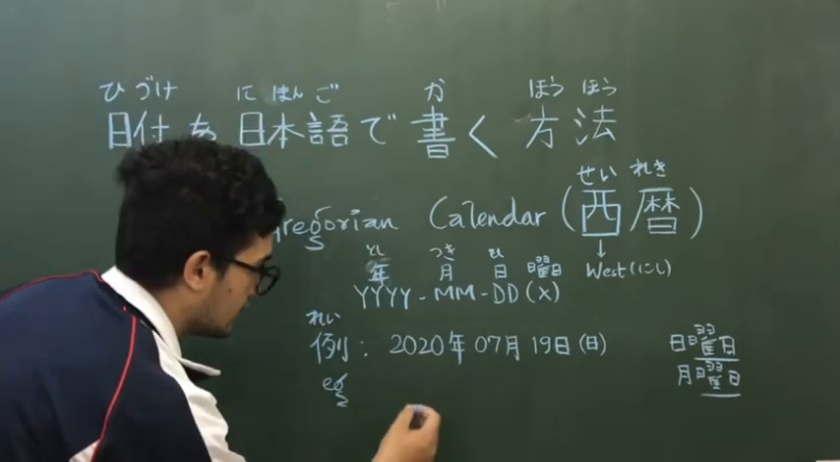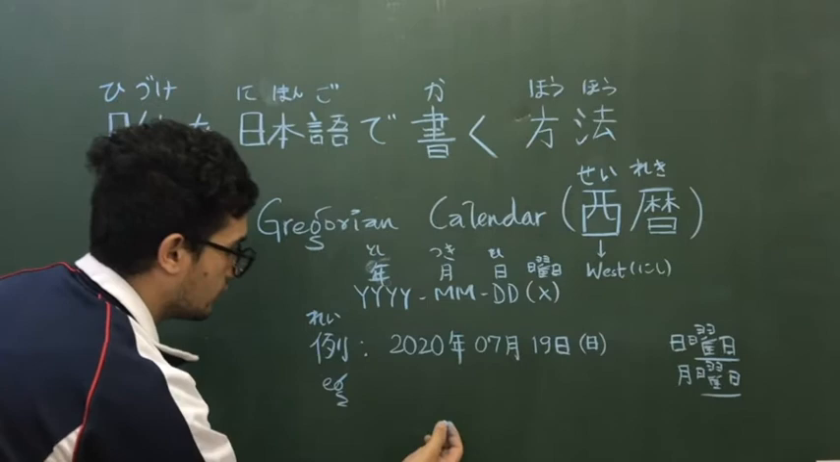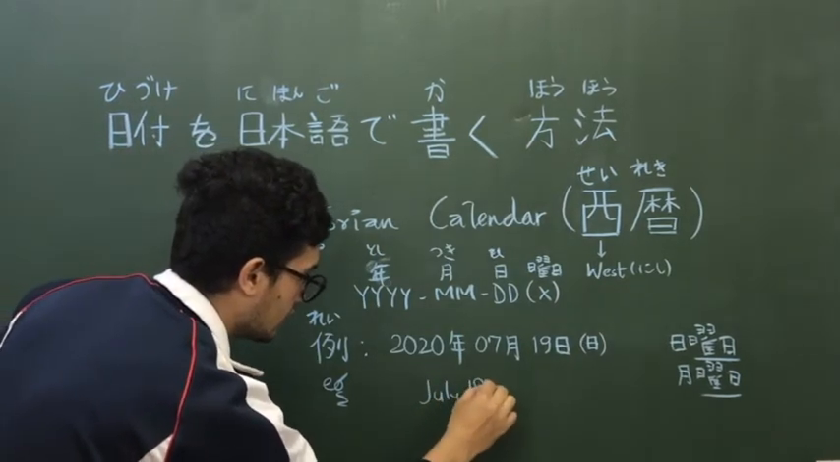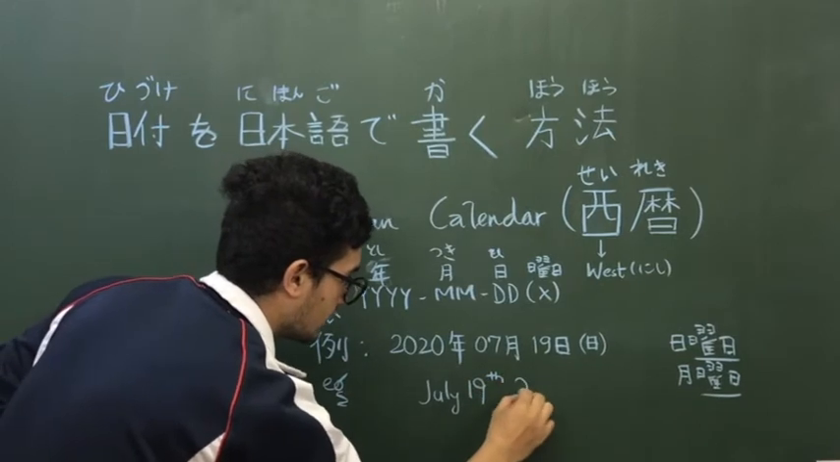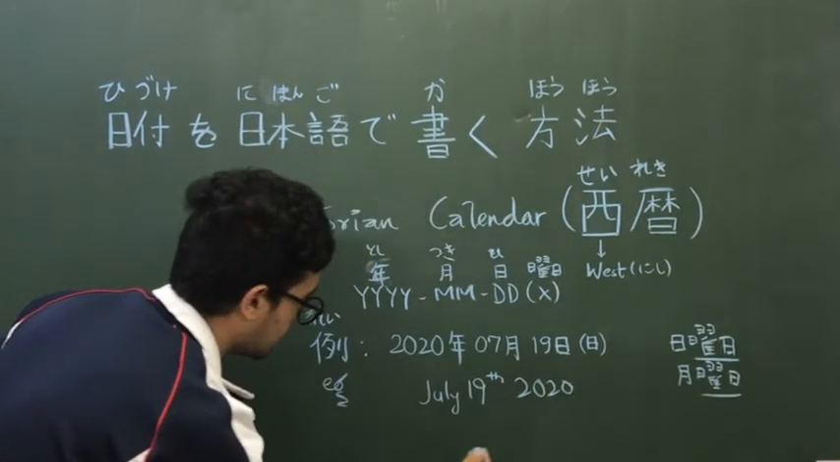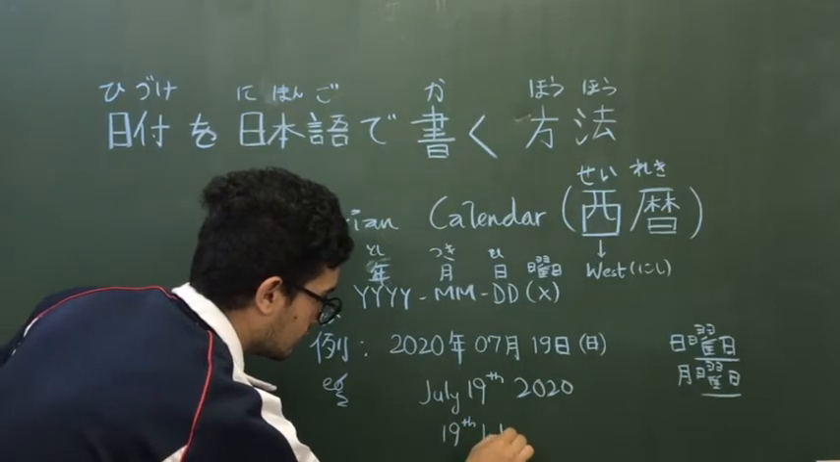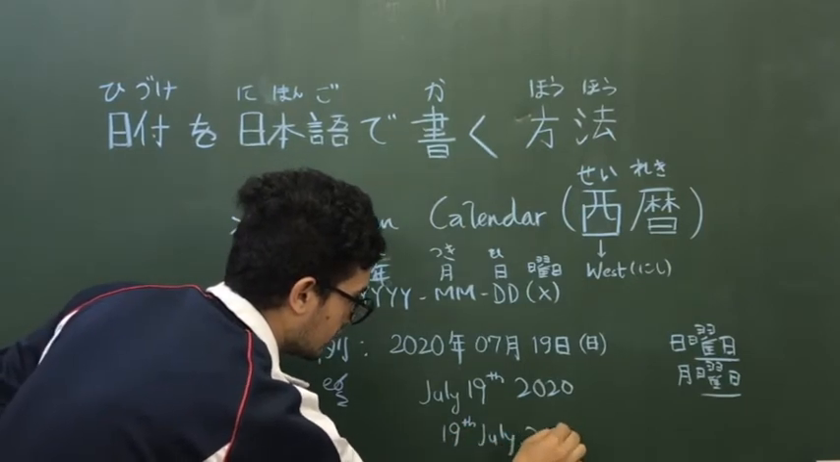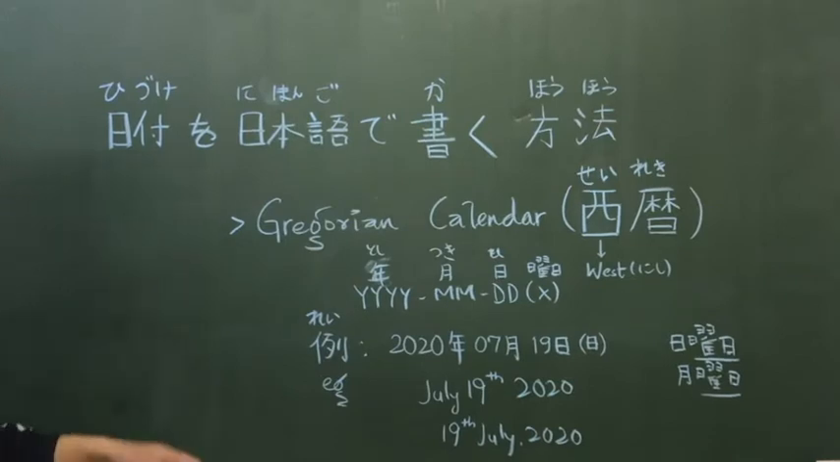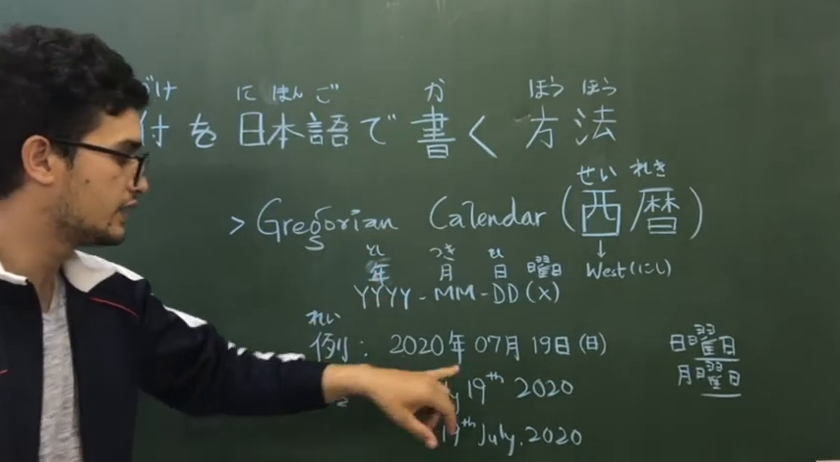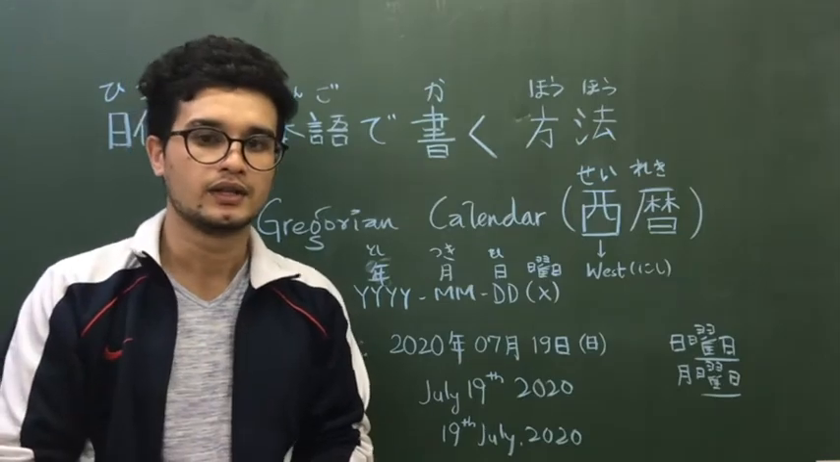But if you write in English, it would be, so today is July, so July 19th, 2020, or sometimes it's also written as 19th July 2020. So this is how you write the Japanese date in the Gregorian calendar. This is the easiest way to write in the Gregorian calendar.